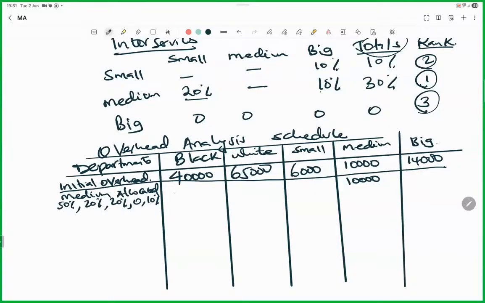So this is 5,000. 20% will be 2,000. 20% of 10,000 is 2,000, isn't it? Yeah, and then 20% of the small, 2,000 still, isn't it? And then 0, of course, 10% is 1,000.